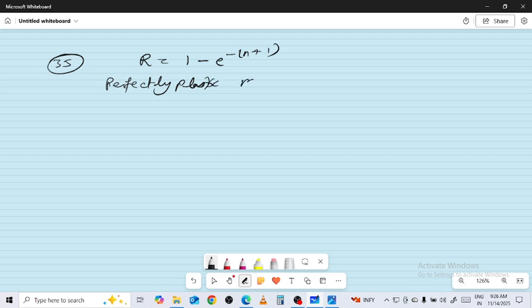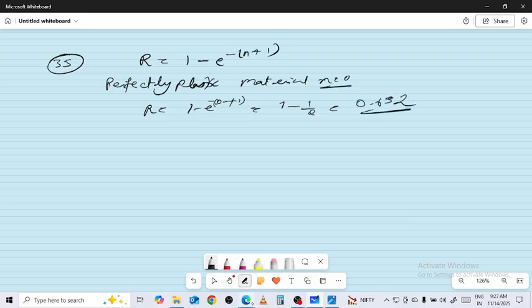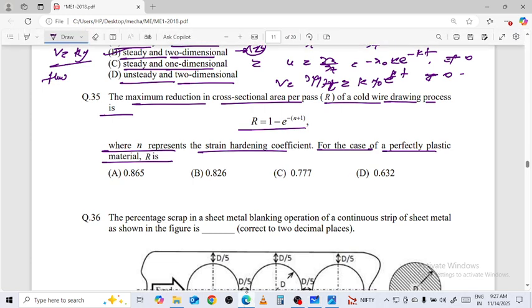Plastic material, n is equal to 0. So the value of R is 1 minus e raised to power minus n, n की वैल्यू 0 है तो 0 प्लस 1, मतलब 1 minus 1 upon e, which is equals to 0.632. So this value is to be correct one.